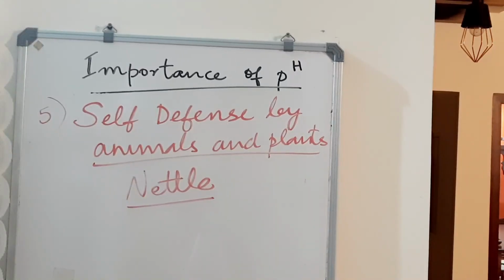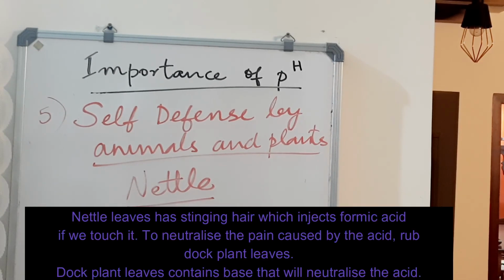Nettle plant. It has stinging hair. When you accidentally touch the plant, the stinging hair injects formic acid into the body and it causes pain and irritation. Usually along with the nettle plant, you find dock plant. By rubbing the leaves of the dock plant, this pain can be neutralized. This is because the dock plant contains a base, so it neutralizes the effect of the stinging hair of the nettle plant, which is injecting formic acid.